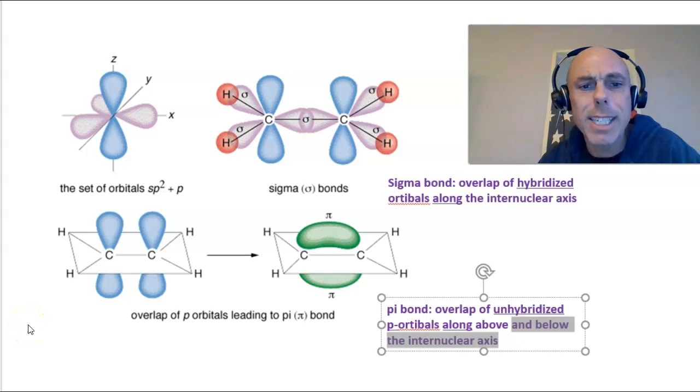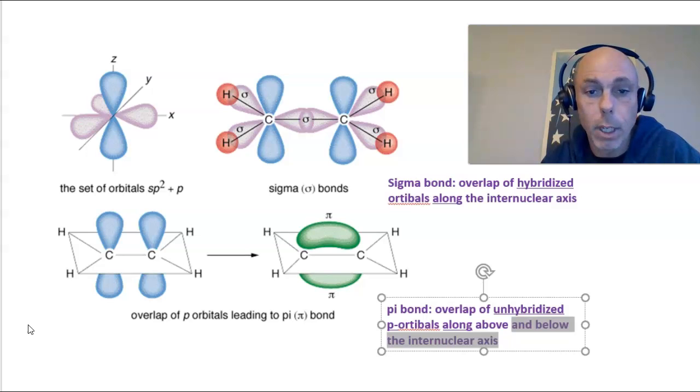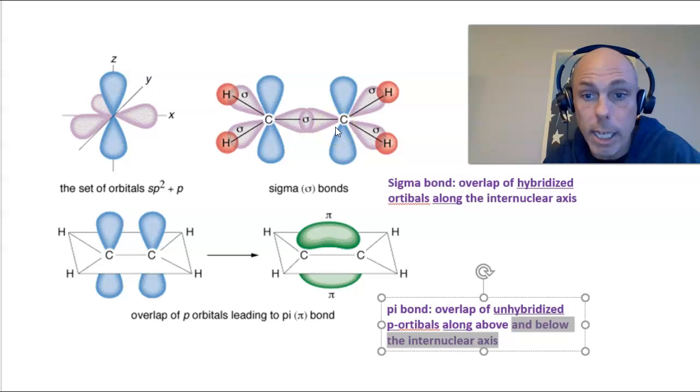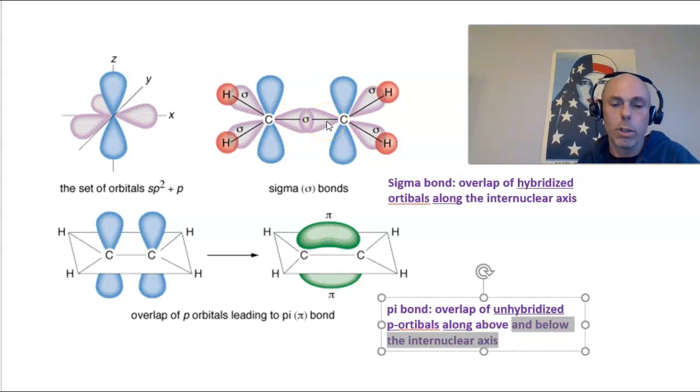We heard that a sigma bond, which is a single bond, is due to the overlap of hybrid orbitals along the internuclear axis. And that's what's written here in purple. Sigma bond, also a single bond, is the overlap of hybrid orbitals along the internuclear axis.